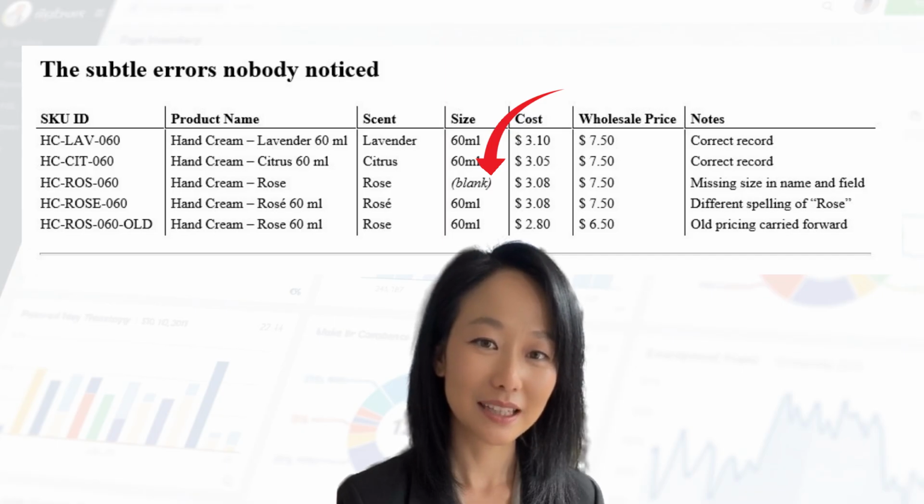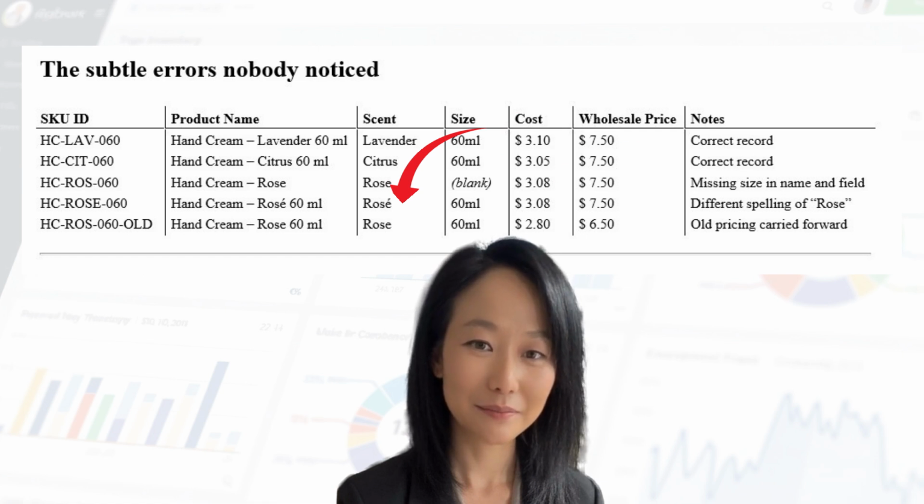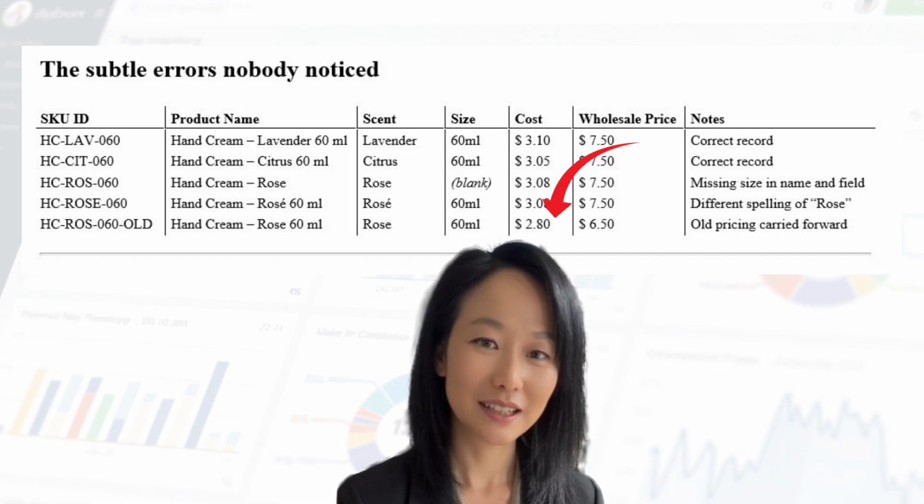A beauty brand sells the same hand cream in different scents. A team member copies a SKU, tweaks the name, and moves on. One record misses the size, another uses a different spelling. There is even an older duplicate that kept yesterday's cost. Tiny differences, easy to miss, but the impact is not tiny.